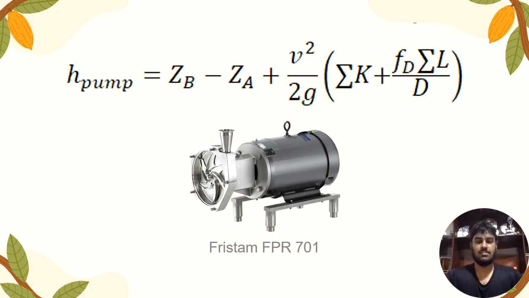The FPR 701 easily meets this requirement, providing up to 10 meters of head and a maximum flow rate of approximately 26.1 GPM. In addition to the hydraulic performance, the pump's sanitary, low-shear design helps prevent overheating of the product during transfer, making it ideal for food-grade processing environments.